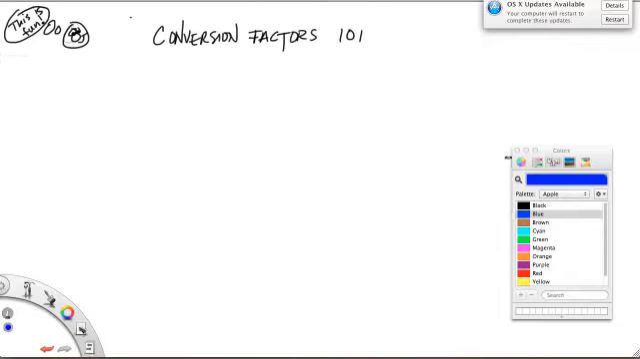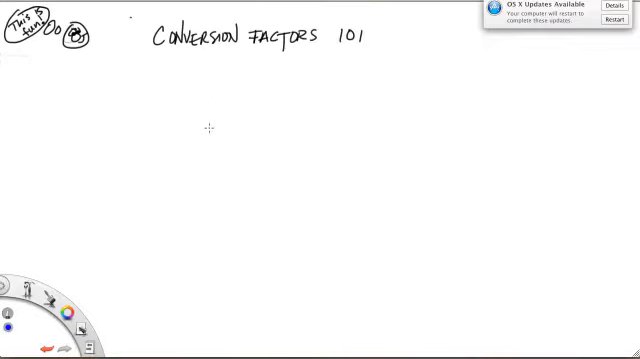Welcome to Conversion Factors 101, and by popular demand I'm going to do a simplified tutorial on how to use conversion factors. So let's start out with some metric prefixes that we have discussed in class and that you should know. Kilo, which is abbreviated big K, means 10 to the third or 1,000 major units.